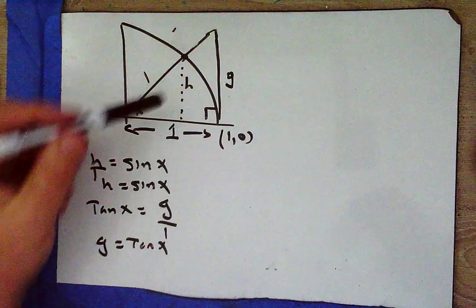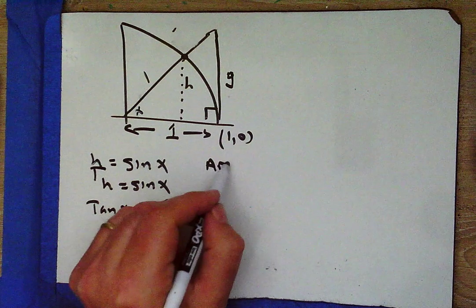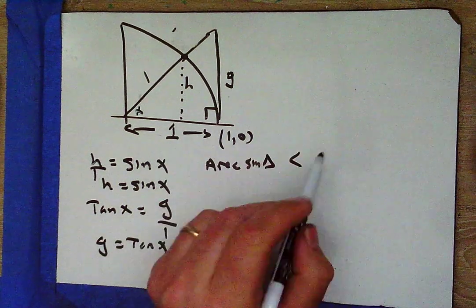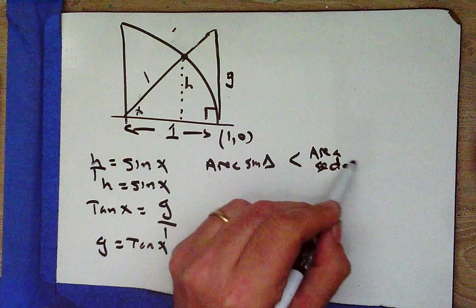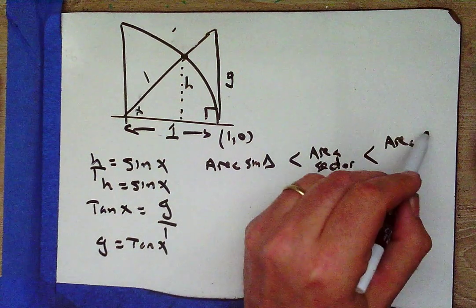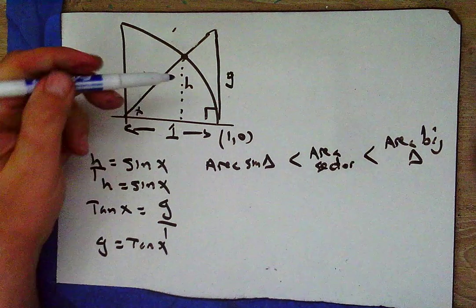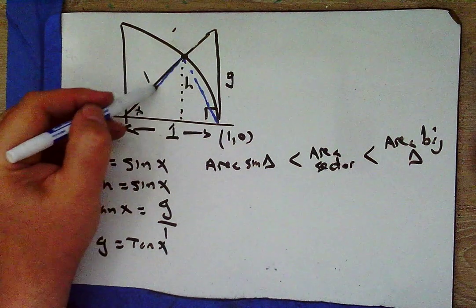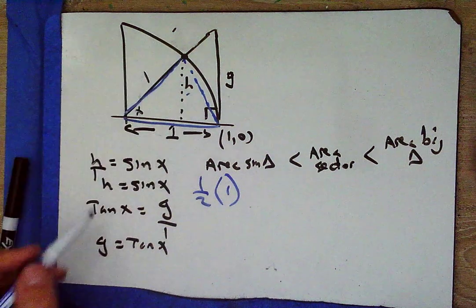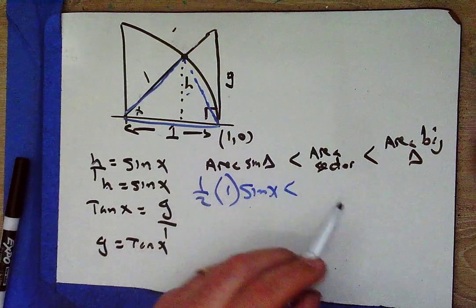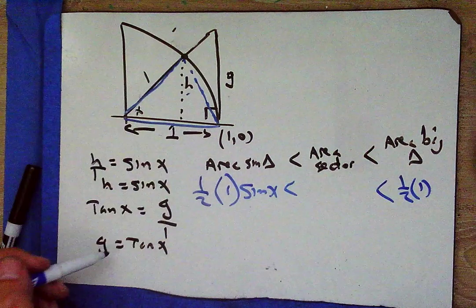Okay. And then I'm looking at this small triangle, at this pi wedge, and at this big triangle. And I'm going to say the area of the small triangle is less than the area of the pi wedge, which is less than the area of the big triangle. So let's find these areas. We know that the area of this little triangle is 1/2 a base of 1 times, what was the height for that blue triangle? H, which is sine x. We know that the big triangle's area is 1/2 a base of 1 times its height, g, which is tan x.